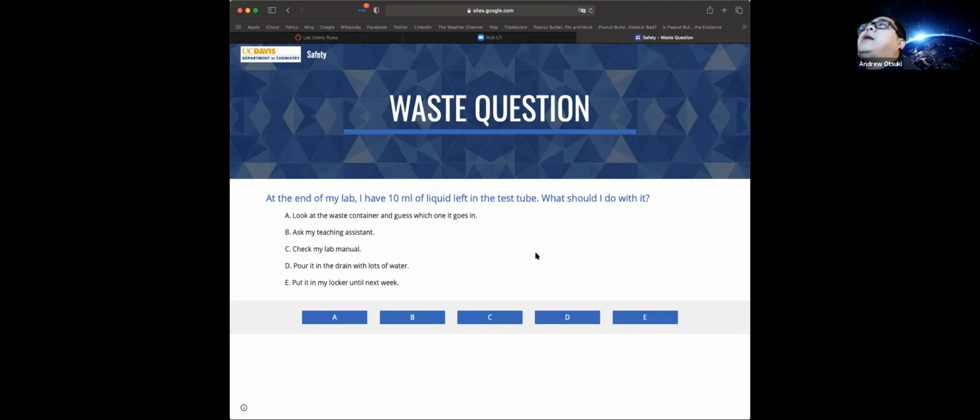Sometimes the lab manual won't tell you, like, if I have this chemical left over somehow, how do I dispose of it? It might not actually tell you where to dispose of it, because sometimes procedures change. We generally don't change the general procedure, but stuff happens during the lab. So it's better to ask your TA. So I think it's B. Let's check.